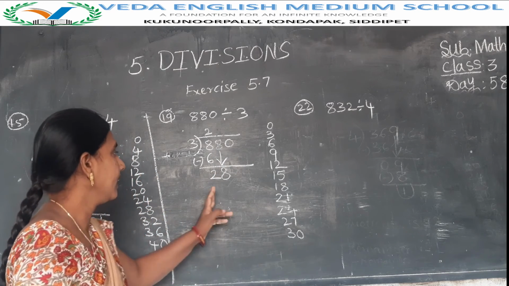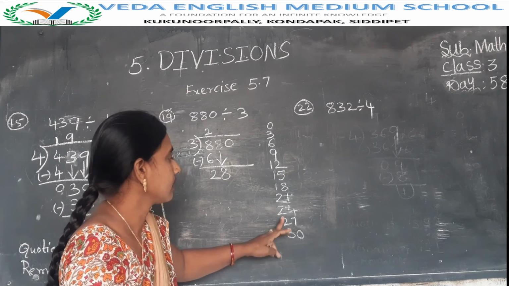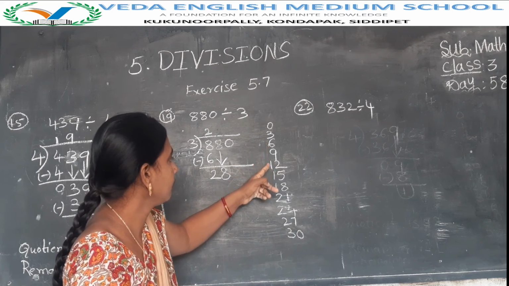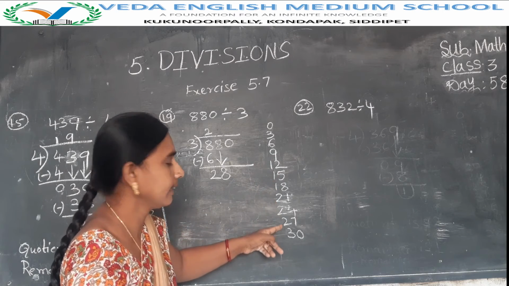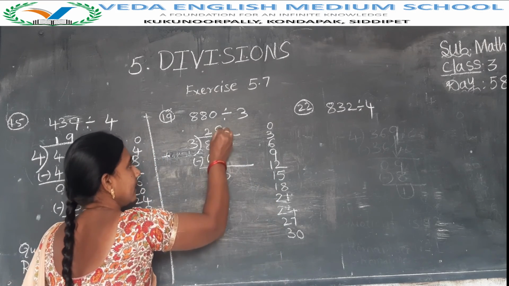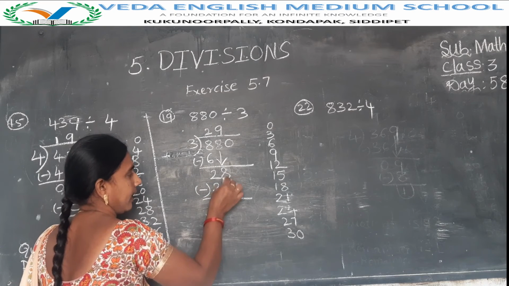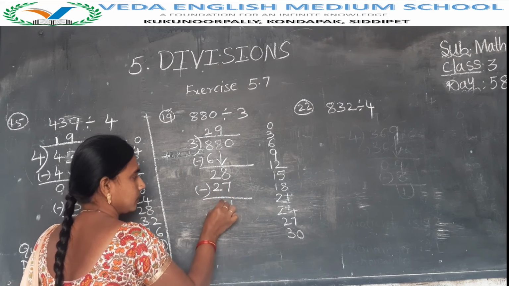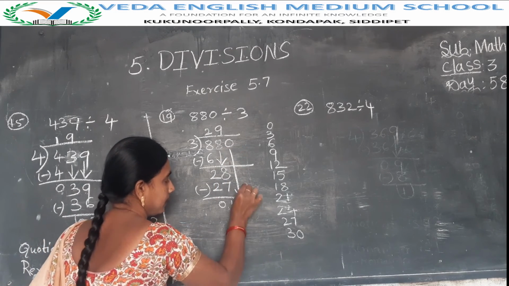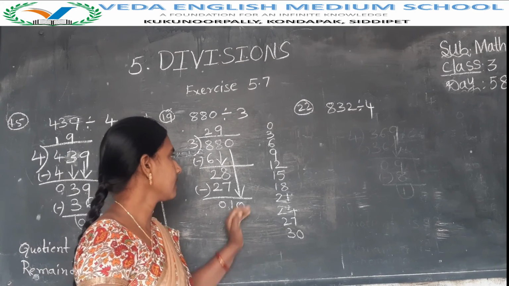28. Find out the nearest to 28 in this table. See the last one. That is 9 times 3 is 27. See 1, 2, 3, 4, 5, 6, 7, 8, 9. 9 times 3 is 27. So 3 nines are 27. So now subtraction. 8 minus 7 is 1. 2 minus 2 is 0. Now the last digit here, that is the 0. Bring down. 10. Then now find out the nearest to 10.